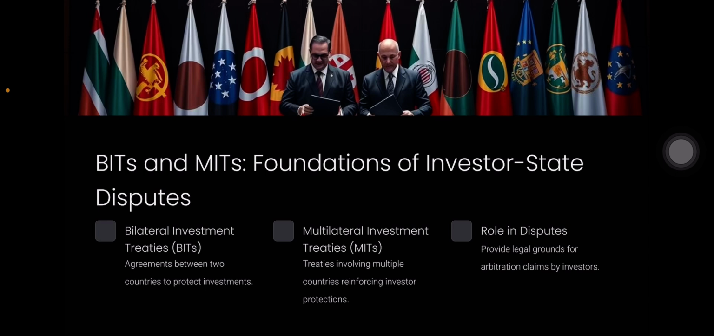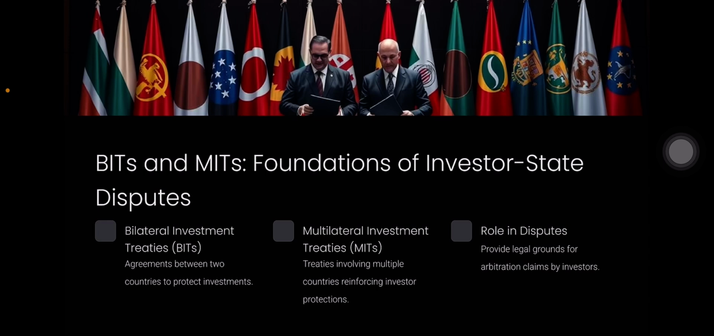These treaties are the legal foundation of investment arbitration. Without them, investors would have to rely solely on the domestic courts of the host states, which may not always be independent or fair.